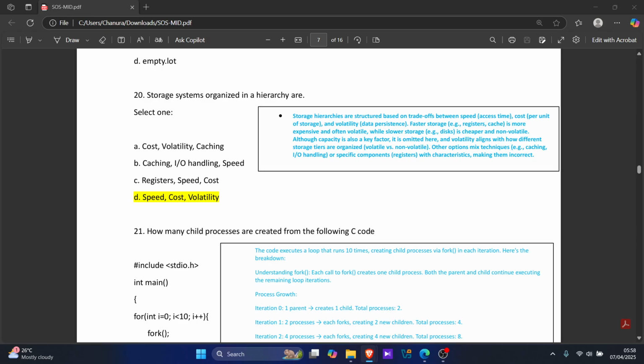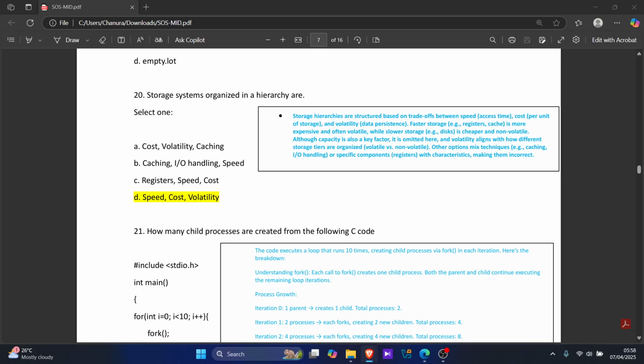B. Caching, I/O handling, speed. Caching is a method, I/O handling is a function, and speed is a characteristic. These don't seem to be the main attributes that define the hierarchy. The hierarchy is more about the trade-offs between speed, cost, and size/volatility. C. Speed, cost, registers are a part of the hierarchy, but the other two terms are attributes. This seems mixed. The hierarchy is organized based on attributes like speed, cost, and volatility, not mixing components with attributes. So this might not be correct.